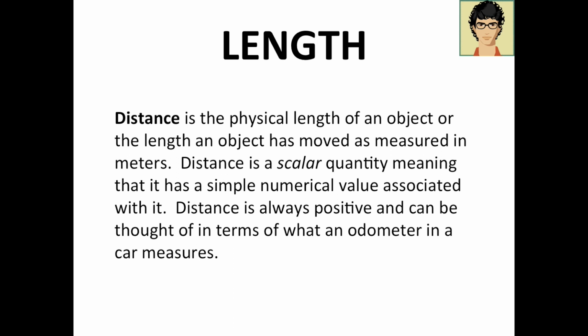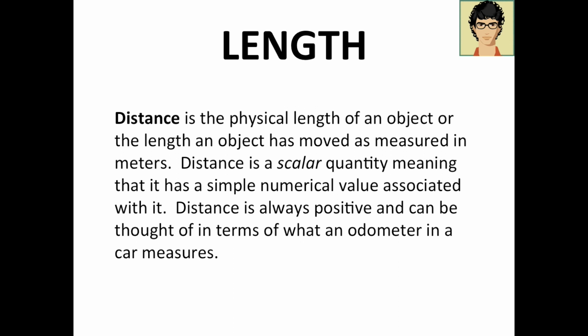Distance is the physical length of an object, or the length an object has moved. We measure that in meters because we're adhering to the MKS flavor of the System International. Distance is a scalar quantity, which means that it has just a simple numerical value, but you also need the unit, just like meters or miles or something like that.